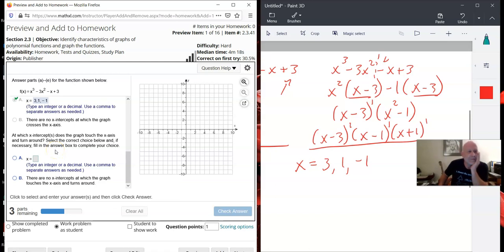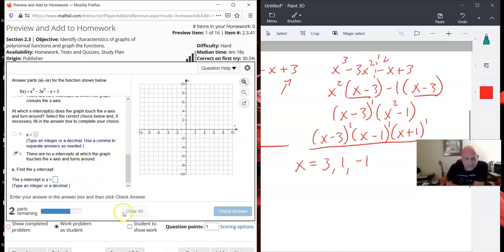Okay. Now, the second thing it's asking is at which points on the graph does it hit the x-axis and turn around? Well, we already know that it goes through the axis for all of these roots. So that means none, right? It's not going to bounce off the x-axis at all. So that means there are no x-intercepts where the graph touches and turns around.